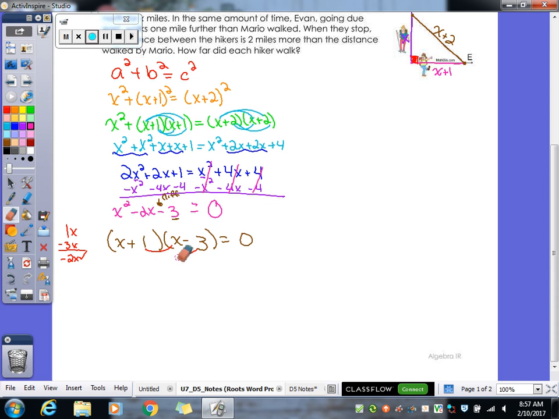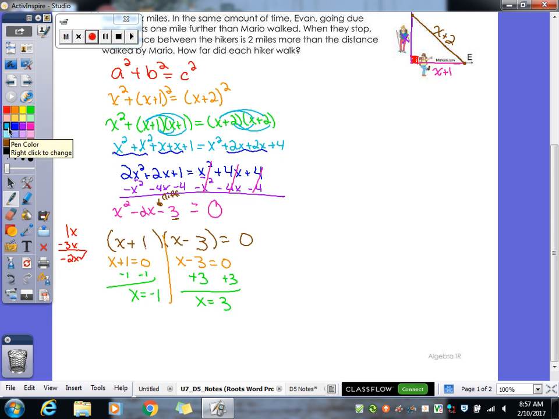So I'm just going to erase these lines for a second. I'm going to draw my line down the middle, set this equal to 0, set this side equal to 0, and then finish solving. So subtract my 1, I get x equals negative 1. And my 3, x equals 3. All right, so I got my two answers. I need to see if both these answers are going to work.